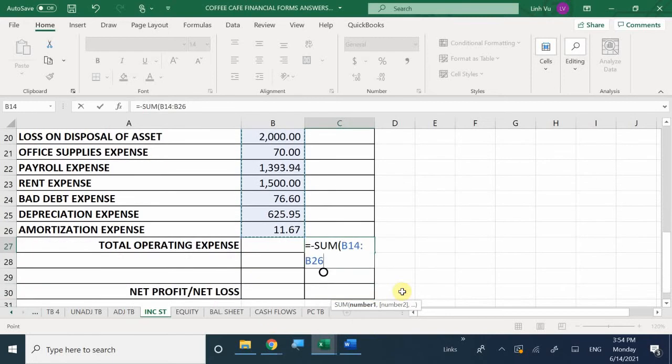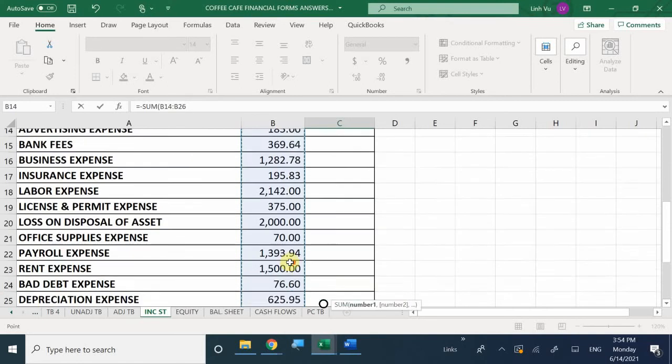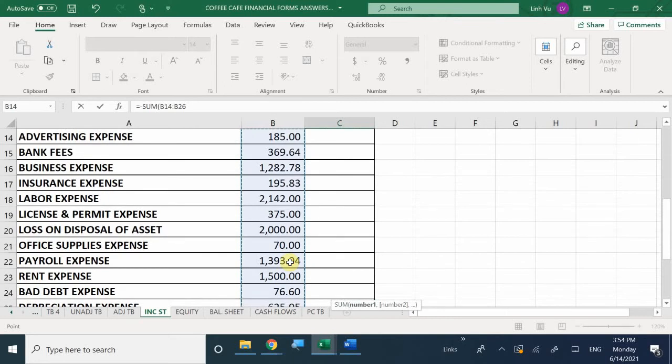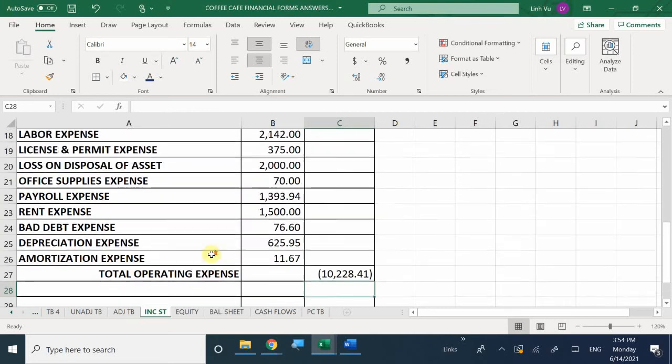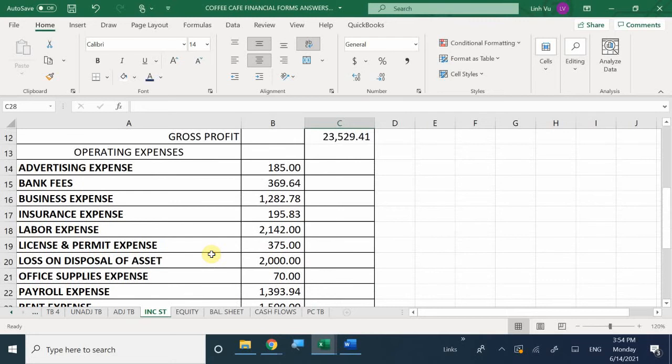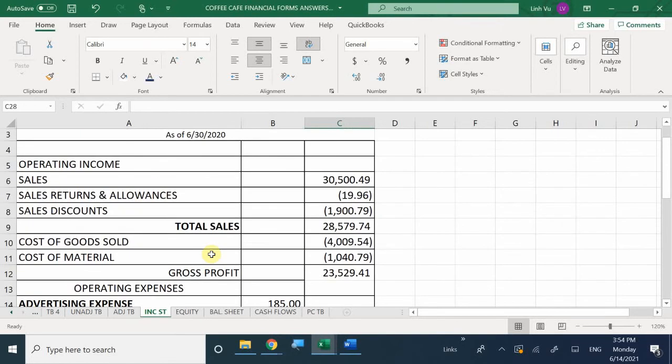Okay. And what should I have? I got kind of lost right there because I glitched out for the top half. Negative 10,228.41. Negative 10,228.41 is my total operating expenses. Okay. Can I see the top real quick, please? A little bit more. Like that.